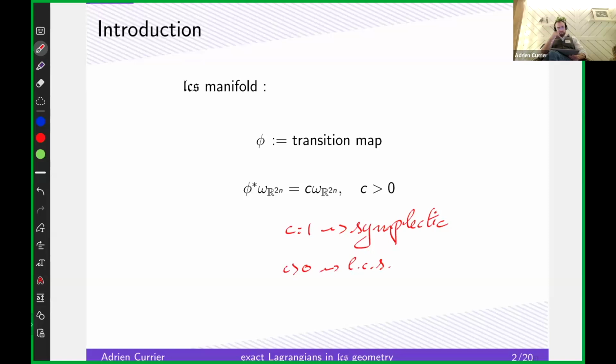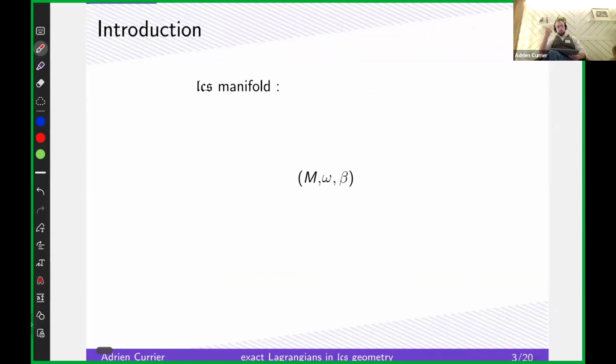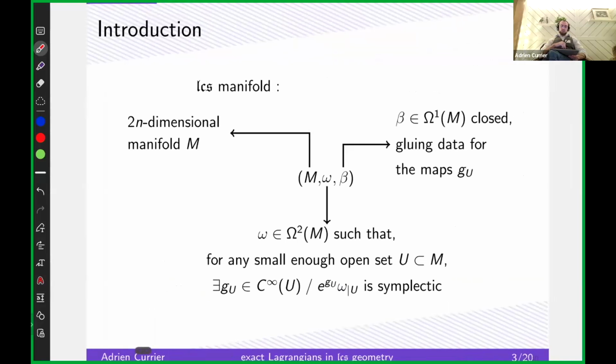Now, this definition, while true, is a bit unwieldy. And so for us, an LCS manifold is going to be a triplet (M, omega, beta), with M a 2n-dimensional manifold. Omega here is going to be a two-form that is symplectic up to some locally defined conformal factor, hence the name, locally conformally symplectic. And beta is going to be some gluing data for the mapped conformal factors. More precisely, beta is going to be equal to minus d log g_u.